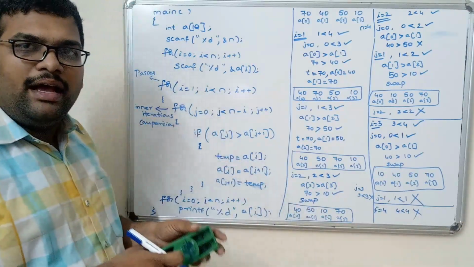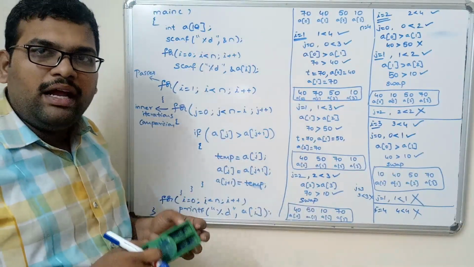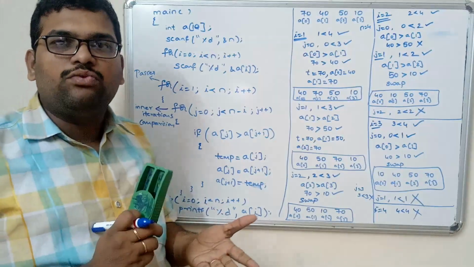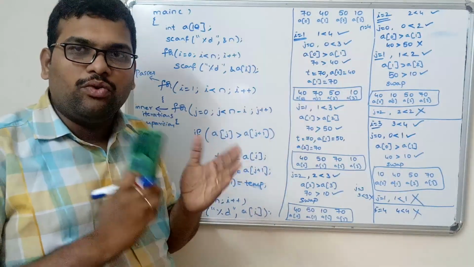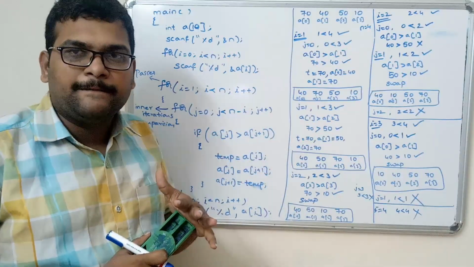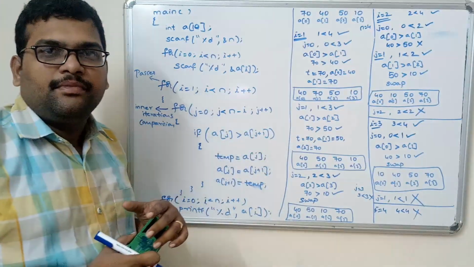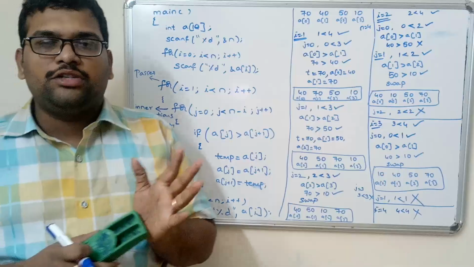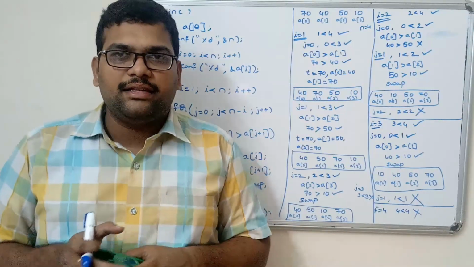So if we take n number of elements, we require n minus 1 passes to complete the iterations. I mean to complete the sorting procedure in the bubble sort. So hope you understood this simple sorting technique, the bubble sort.